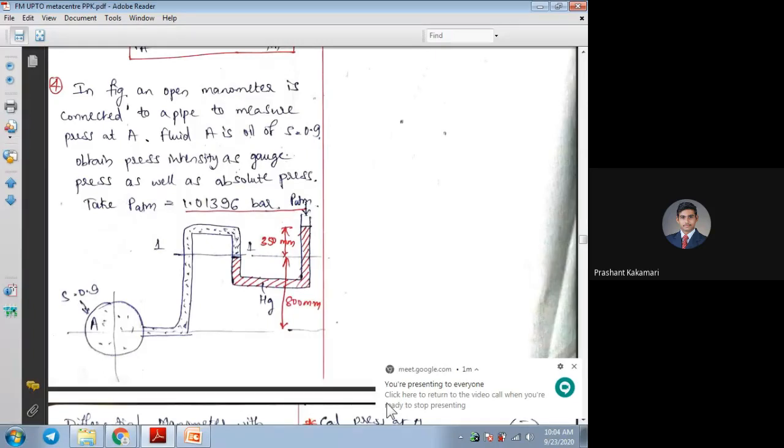Using these known and unknown numbers, we need to find out, as seen in the figure, an open manometer is connected to a pipe to measure the pressure at A. The pressure at A of the pipe we need to measure. This pipe is a long pipe. One small hole is made to connect this small U-tube of small diameter. Okay, so now we'll go to the equation.